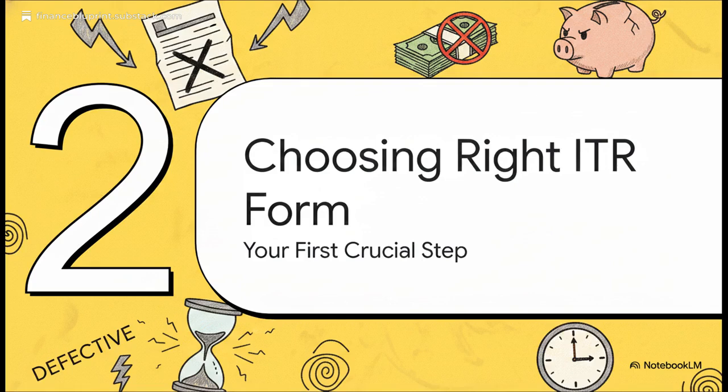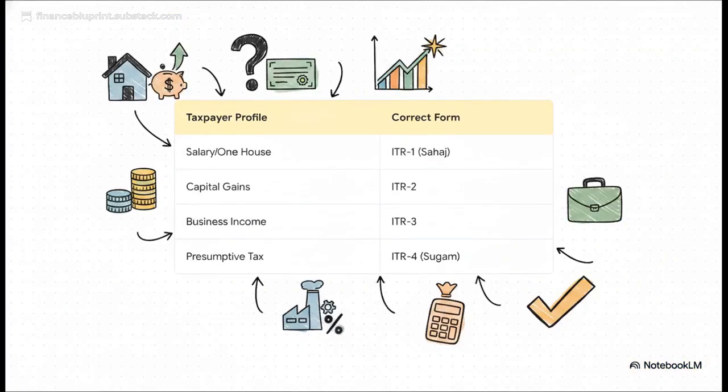Moving on to step 2, choosing the right ITR form. This is literally your first crucial step. Look, if you stumble right out of the gate by picking the wrong form, boom, your return becomes defective instantly. If you leave that unfixed, it's treated as if you never even filed, and that means lost deductions, lost refunds, and some pretty steep penalties.